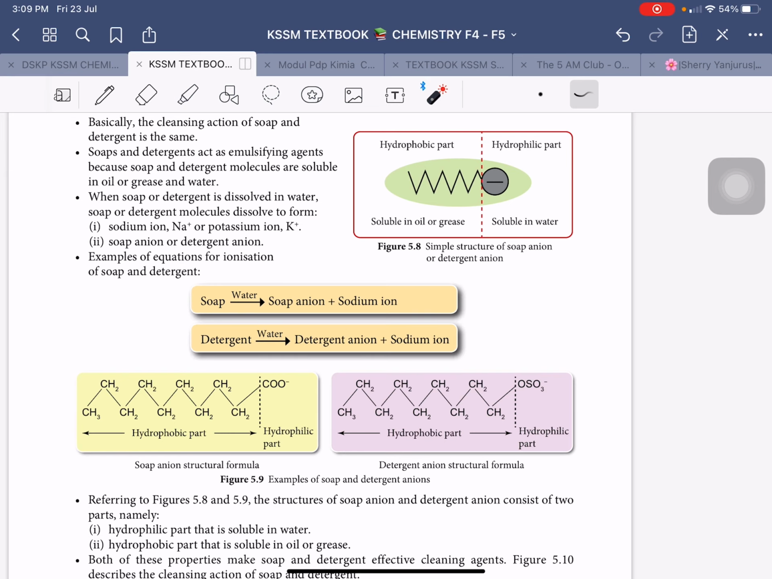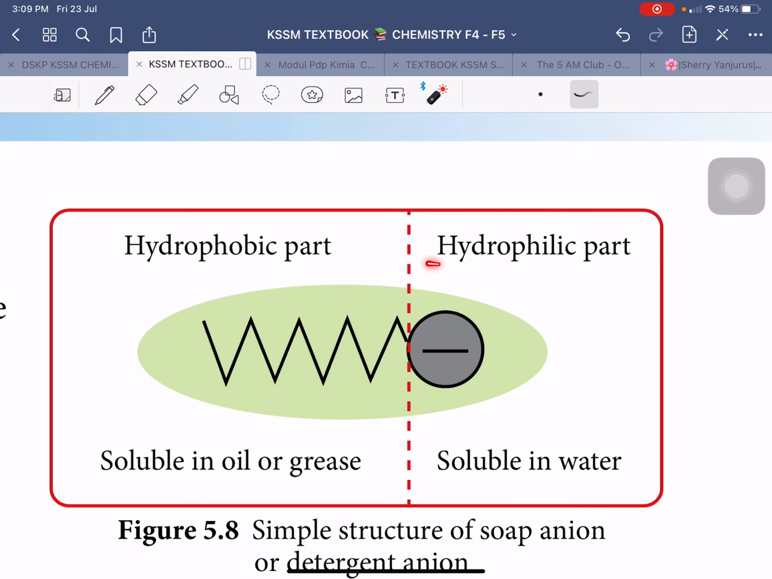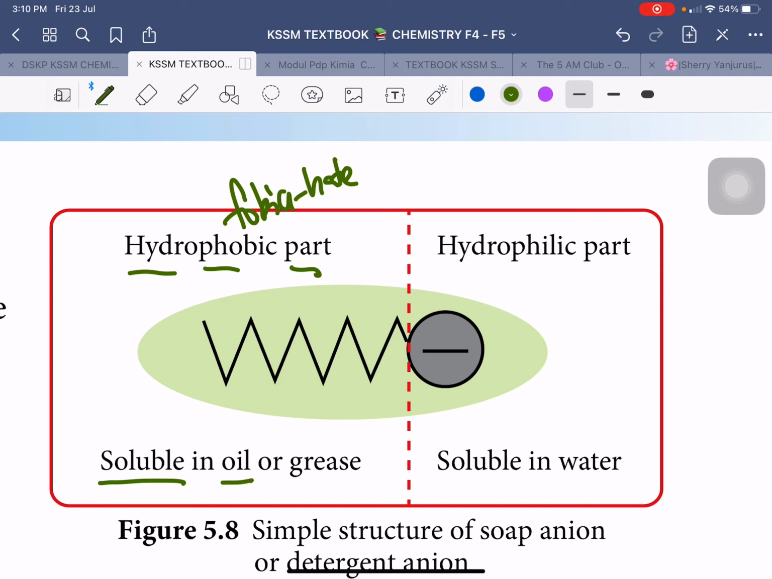Apa bermaksud hydrophilic? Hydro means air. You understand that kan? Hydro means water. Phobic, you know the word bahasa Melayu phobia. Phobia means you hate. Okay? Phobia means you hate it ataupun takut. So hydrophobic part maksudnya bahagian yang tidak suka air. So kalau tidak suka air, di manalah? It is soluble in oil or grease. Oil or grease, maksudnya kotoran lah. So you remember that the CH part, itu suka kotoran, oil ataupun grease.